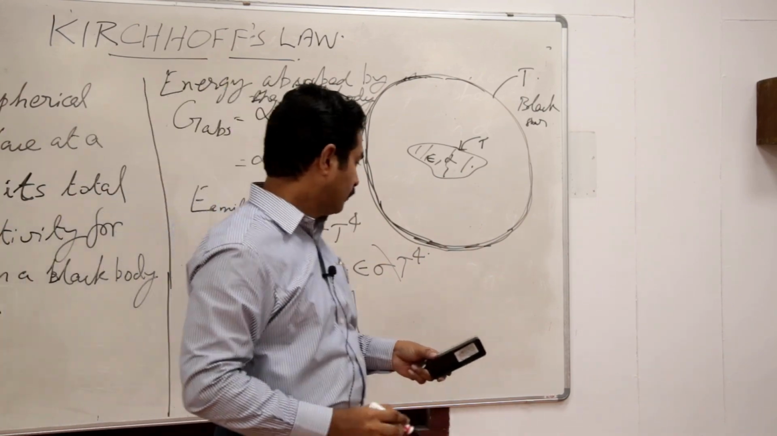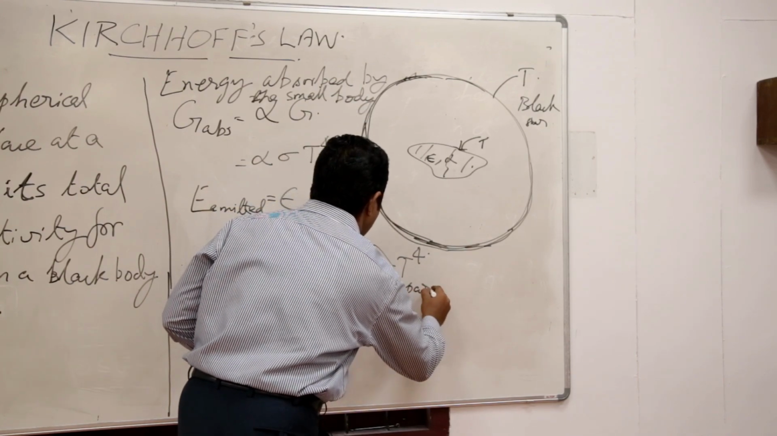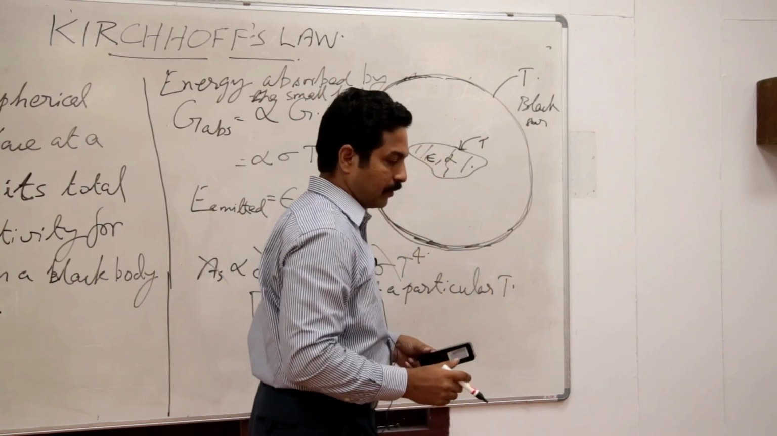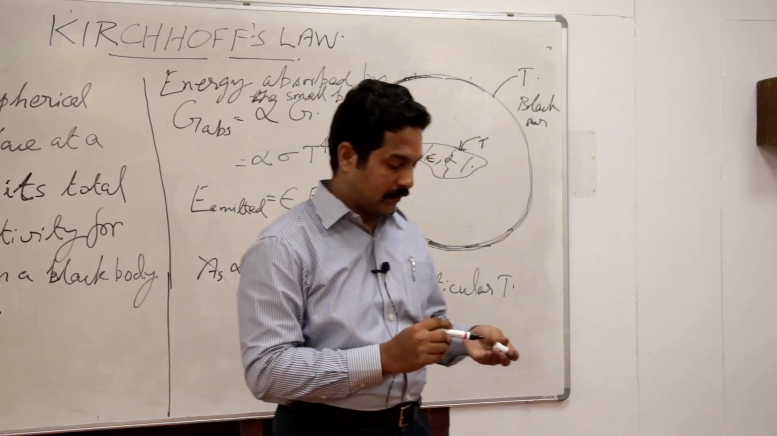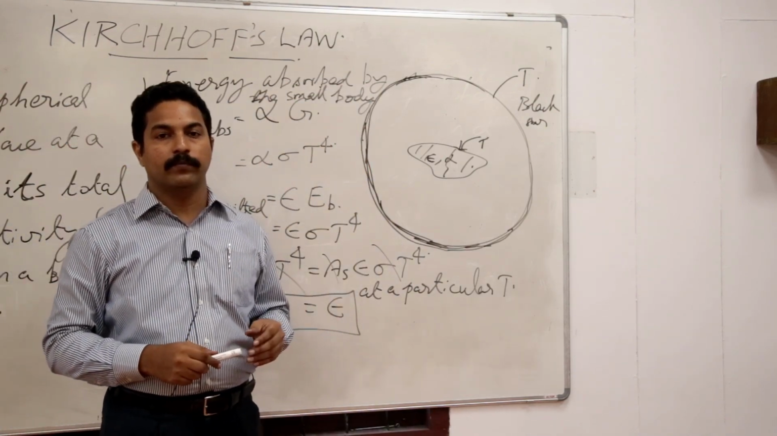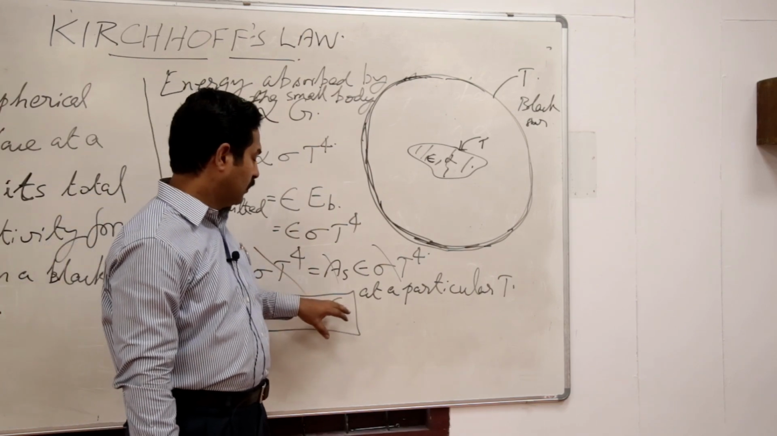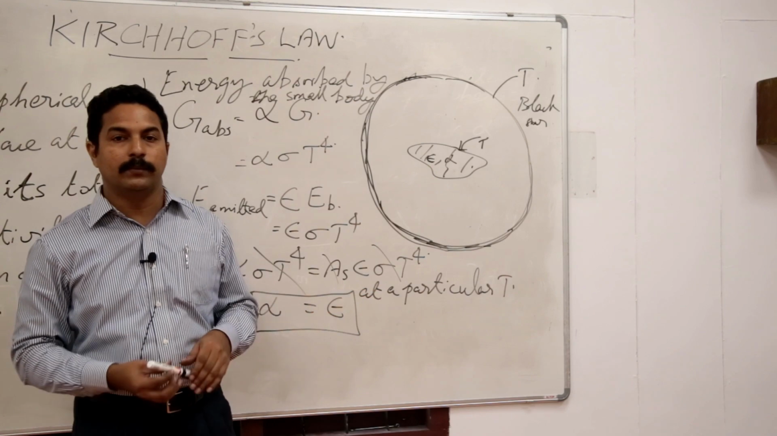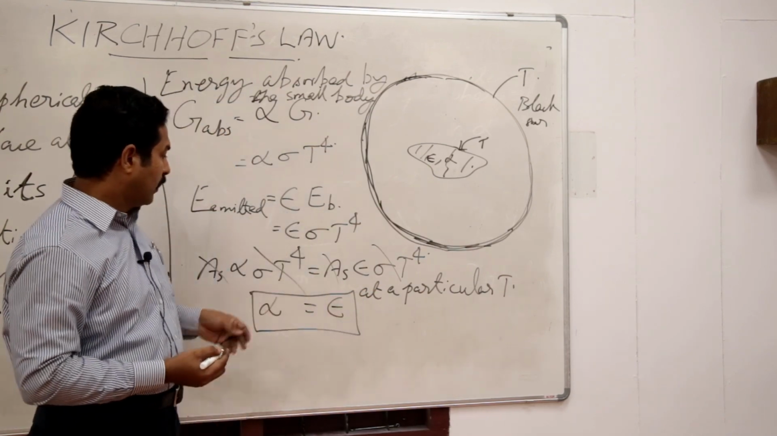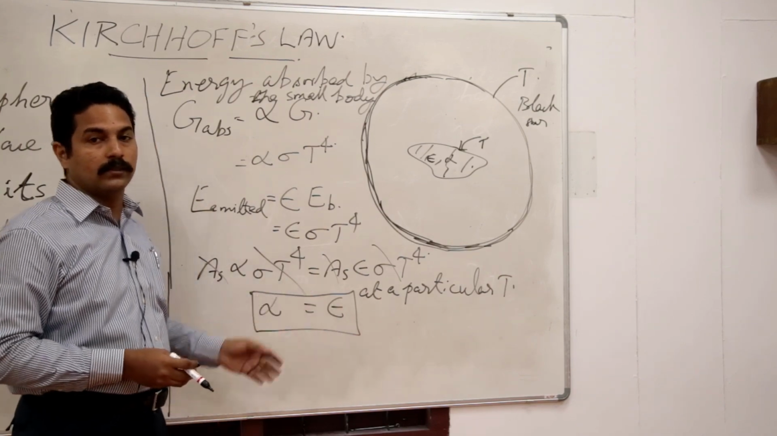So this is at a particular temperature. At a particular temperature we can get absorptivity is equal to emissivity. This is nothing but total hemispherical absorptivity, that is equal to total hemispherical emissivity. So this is for a gray surface. We can consider this for a gray surface.